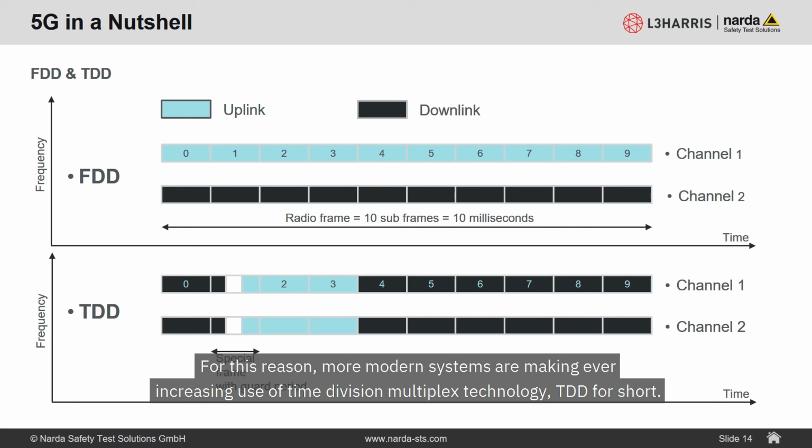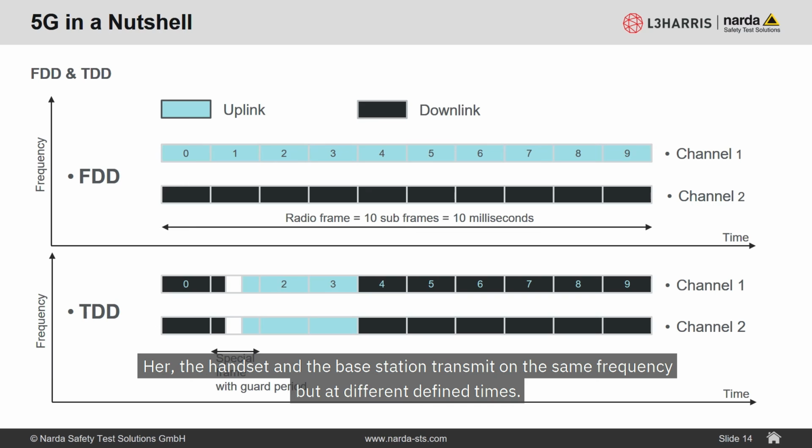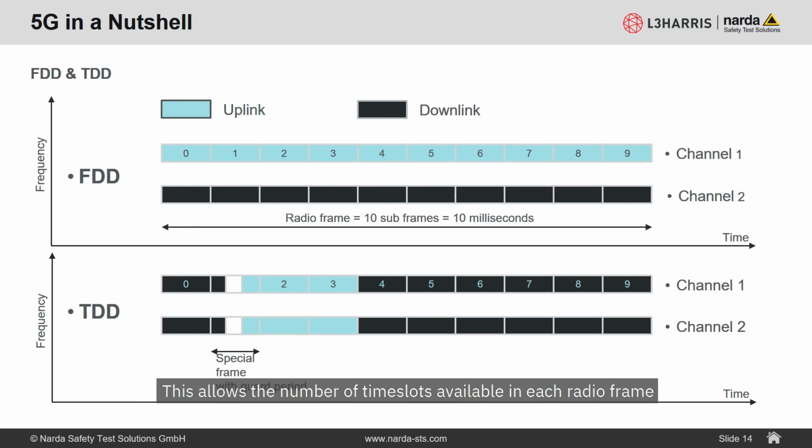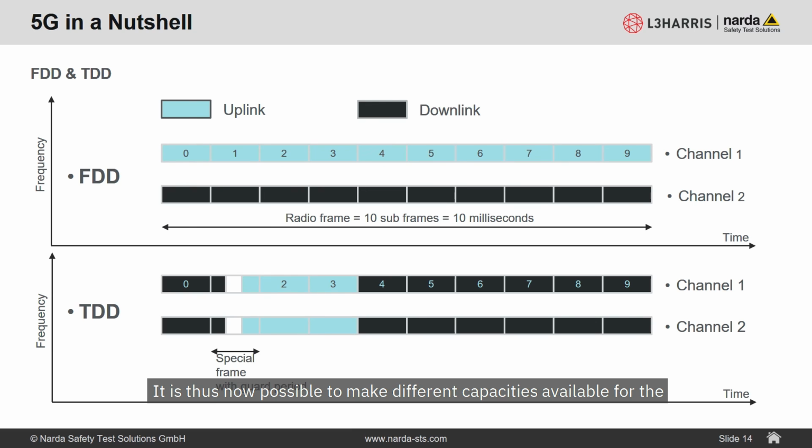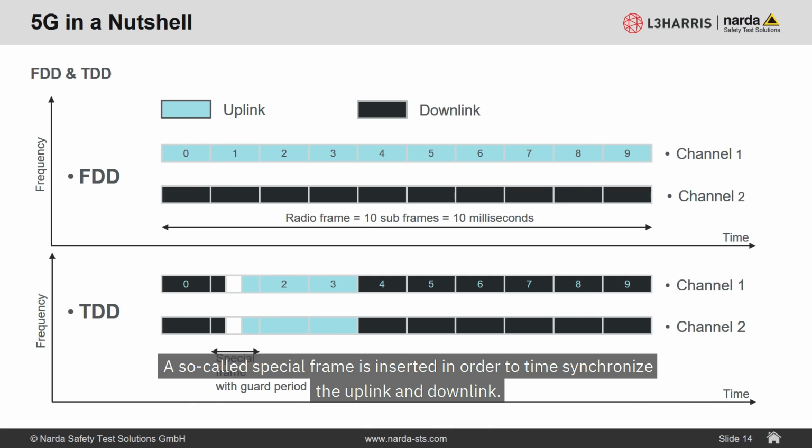For this reason, more modern systems are making ever-increasing use of time division duplex technology, TDD for short. Here, the handset and the base station transmit on the same frequency but at different defined times. This allows the number of time slots available in each radio frame for the up and downlink to be set separately, so that they can be adjusted to match the required capacity perfectly. It is thus now possible to make different capacities available for the uplink and the downlink, but with the same number of frequency channels. A so-called special frame is inserted in order to time synchronize the up and downlink.